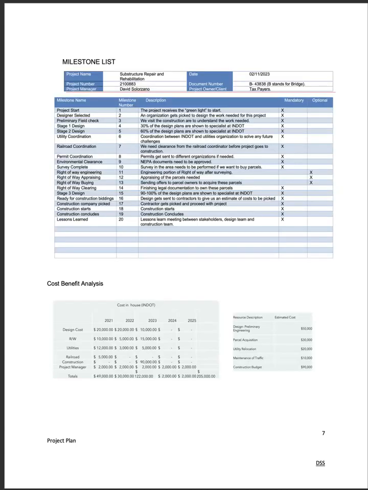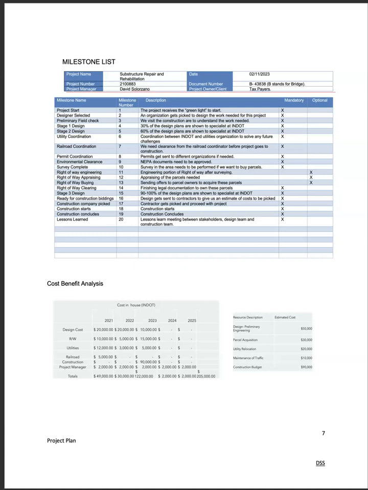Continuing with the presentation, here you will be able to see two different parts of this project plan. The first one is the milestone list, or in other words, different parts of the project that will help us determine the progress and also a more specific delivery method, or a way for us to measure the progress of the project.